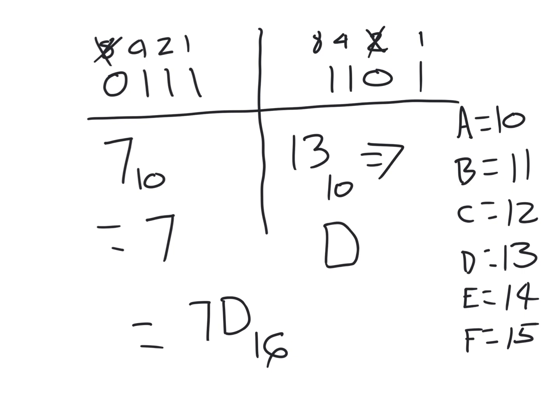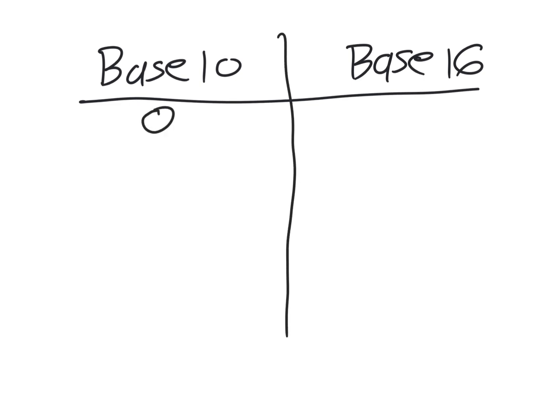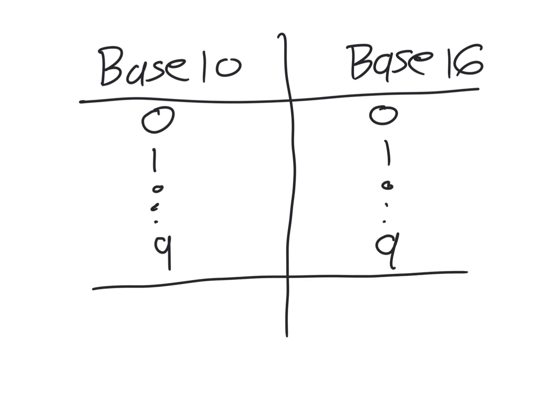Okay, so just to summarize, in decimal, which is base 10, and hexadecimal, which is base 16, we have 0, 0, 1, 1, up to 9, 9, and then 10 to 15 corresponds to A to F. Okay?